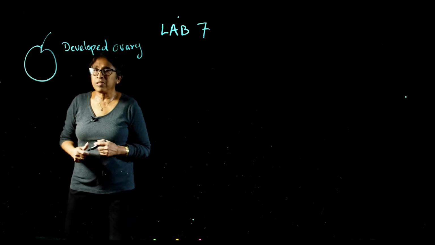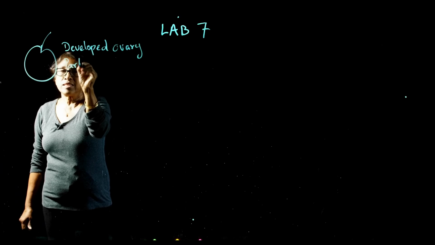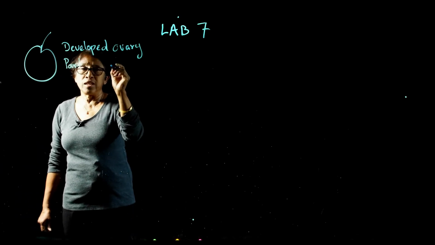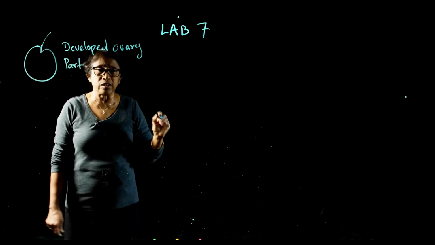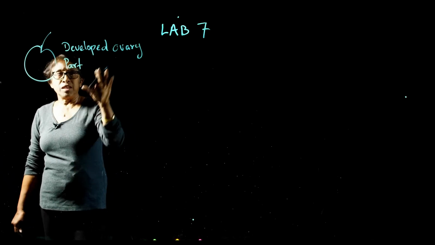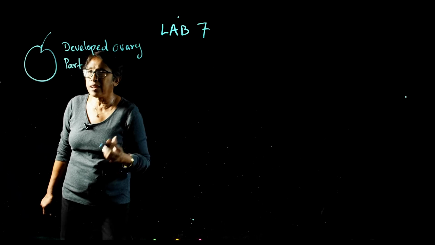So the main thing, you have to know the parts of the fruit. As I said, they develop from the ovary or sometimes not from the ovary. So we will be using that for the classification of fruit, whether they develop from the ovary only, or not from the ovary, or including the ovary and other parts.